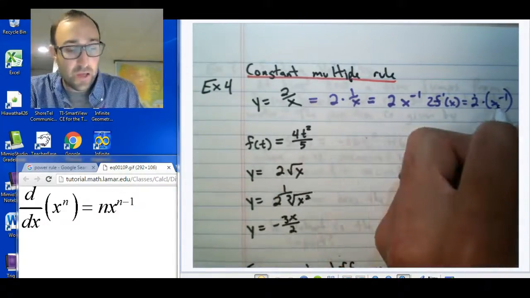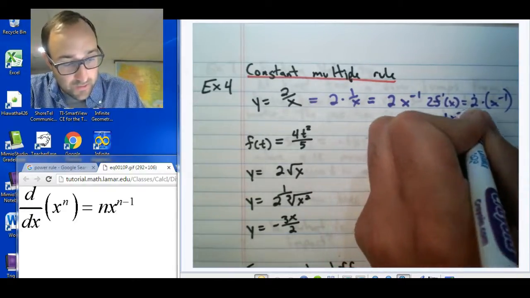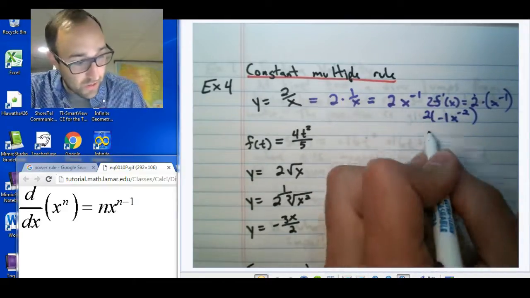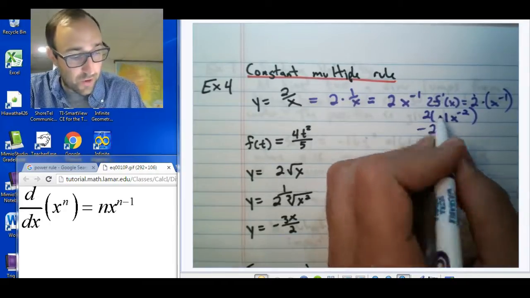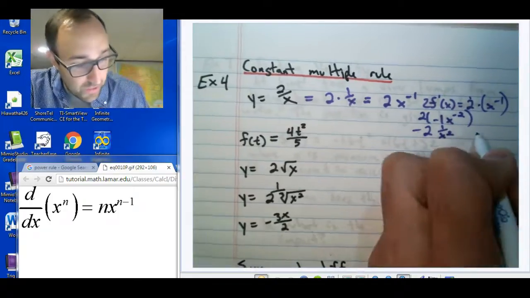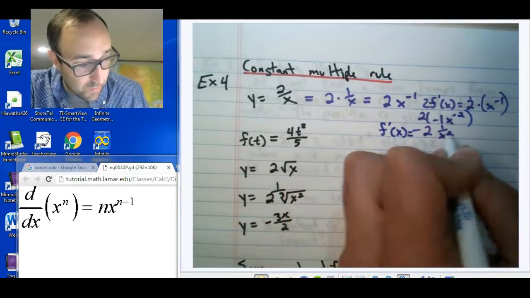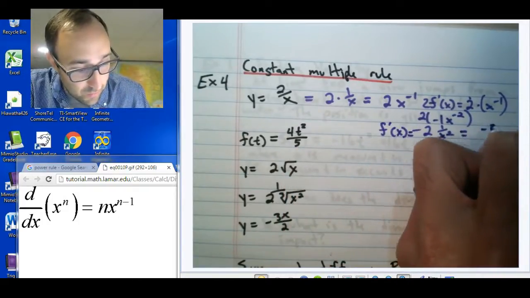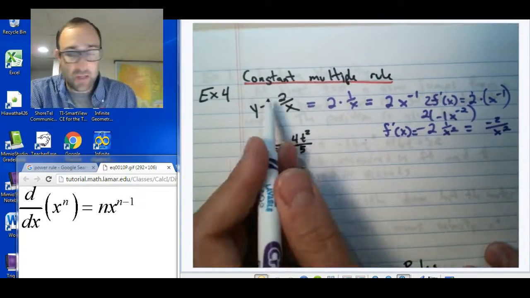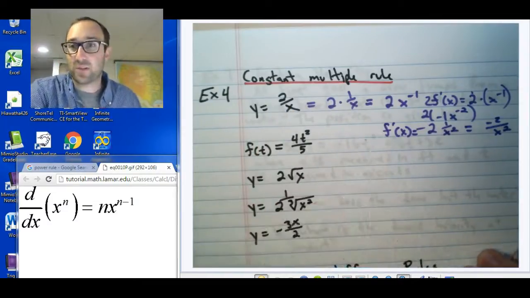So really x to the negative first is going to be negative 1 x to the negative second, and then make sure we multiply that all by 2, right? So we can rewrite that as negative 2, and then we have 1 over x squared, where the x is now in the denominator. So f prime of x is going to equal negative 2 over x squared. Okay, so that 2 just stays there. It hangs out. We're not going to find the derivative of that 2. It just goes out in front.